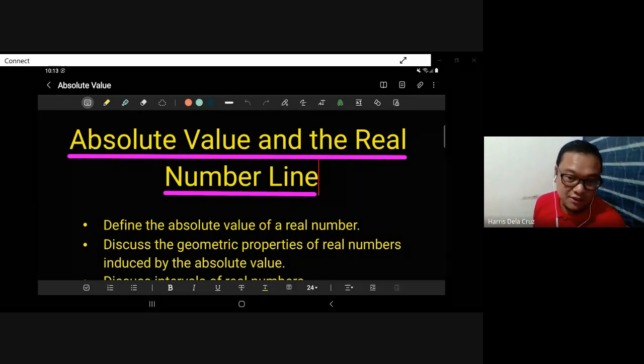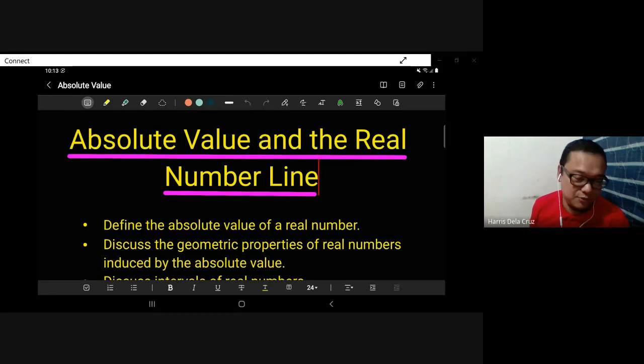Okay, so in this discussion, we are going to discuss absolute value and the real number line. In previous discussions, we've already seen the algebraic and order properties of the set of real numbers. This time, we're going to give our set a geometry or a topology. When you say a topology, it gives you a geometrical property of the set. Yan, so nagkakaroon na tayo ng concept ng distance. So that's what we mean by the topology.